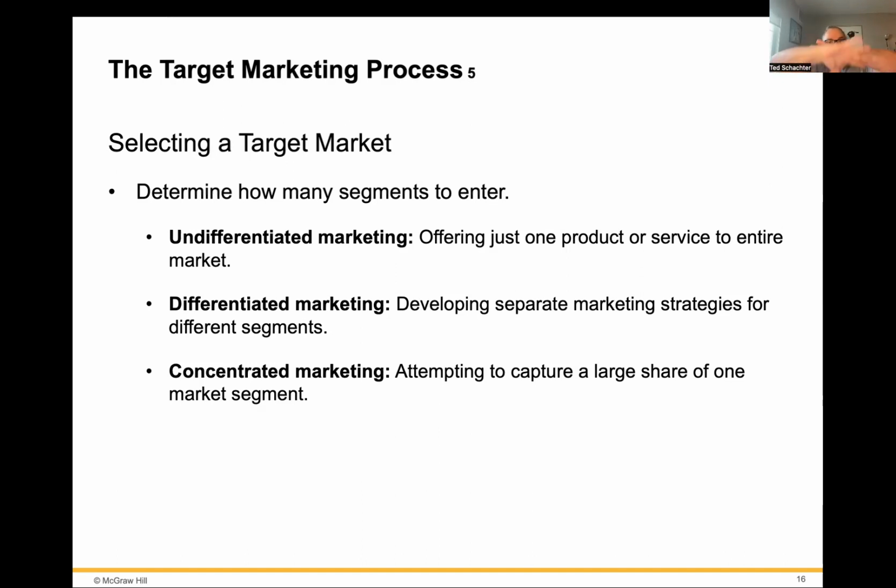as opposed to many market segments, which is undifferentiated. So you have one market segment. In that market segment, you concentrate your marketing efforts with one campaign. That's it. It's very, very niche and very, very focused. Undifferentiated is very broad. Concentrated is very focused.